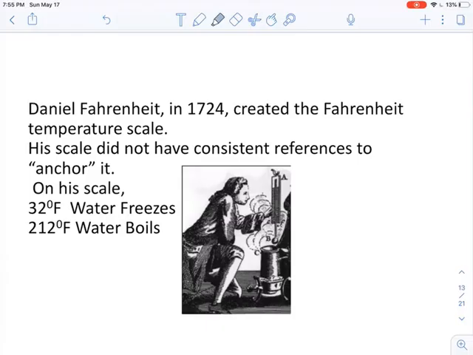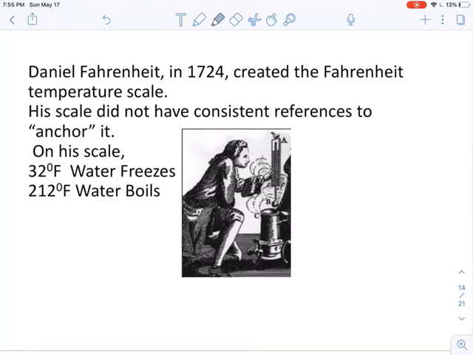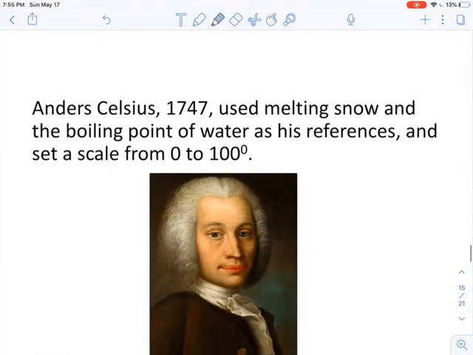And now we're going to talk a little bit about the units behind temperature. So one unit is Fahrenheit, and Daniel Fahrenheit in 1724 created the Fahrenheit temperature scale. His scale did not have consistent references to anchor it. On his scale, 32 degrees Fahrenheit meant water froze, and 212 degrees Fahrenheit, water boiled. So just two numbers that seem pretty random.